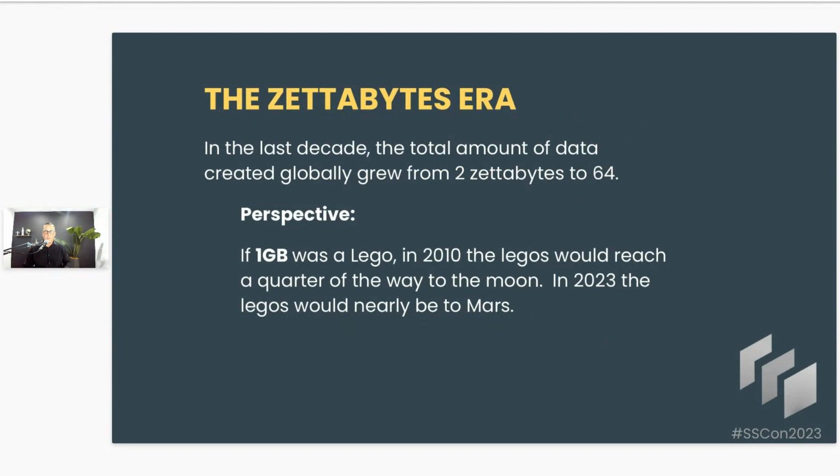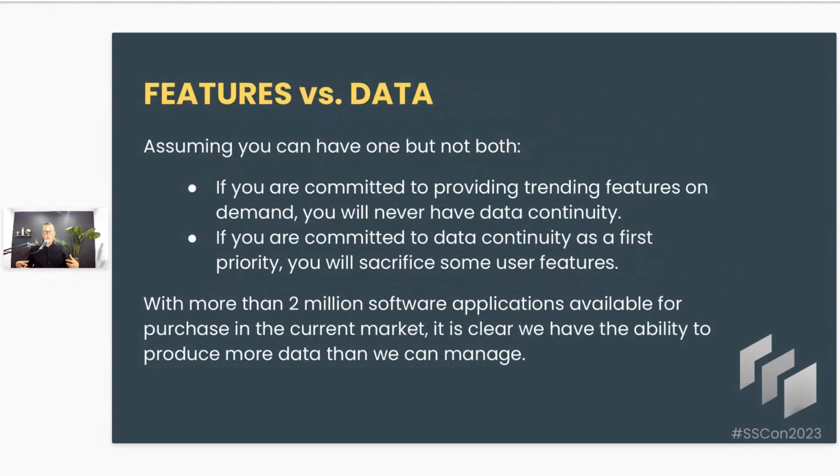Not to spend much time here, but we're in the zettabytes era. If 1 gigabyte was a Lego in 2010, the Legos would have gone a quarter of the way to the moon. Now they're going to go almost all the way to Mars. The amount of data that's transacting right now is exponentially larger than it was just 5 years ago. And so if you think about the fact that that data is coming in from real-time sources, is our CRM, is our donor management a real-time source? The actual reality is that's why people are coming from Salesforce, because it's a cloud-based CRM. It's still really engineered as just a back office solution. It's really not connected for most organizations to any data source of significance other than the data you physically put into it.